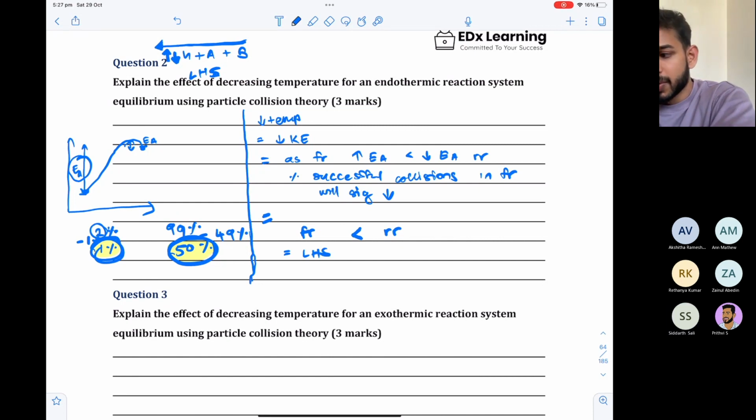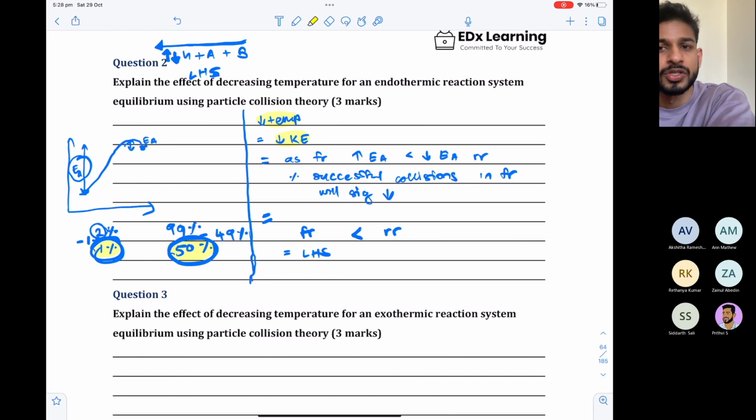When you're trying to explain a temperature change, this is probably the hardest question in terms of collision theory. So I understand it can be confusing. To break it down, always start with thinking about temperature and kinetic energy. When we increase temperature, we increase kinetic energy. When we decrease temperature, we decrease kinetic energy. The next thing I want you to compare is the activation energy for the forward reaction and the activation energy for the reverse reaction. Okay?